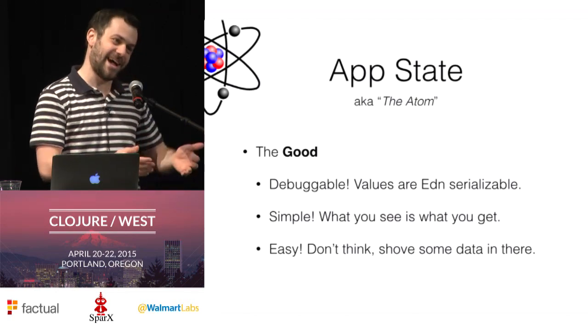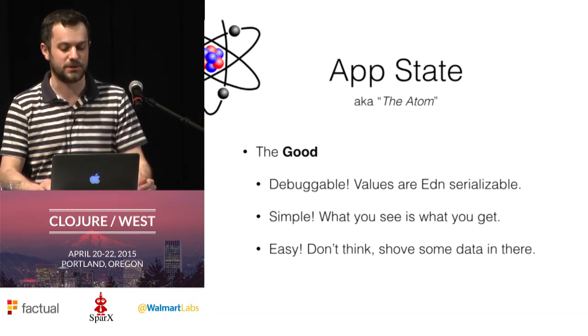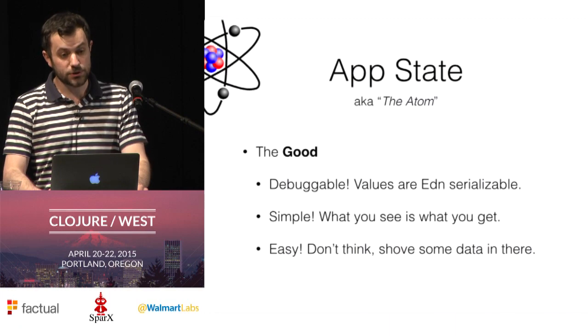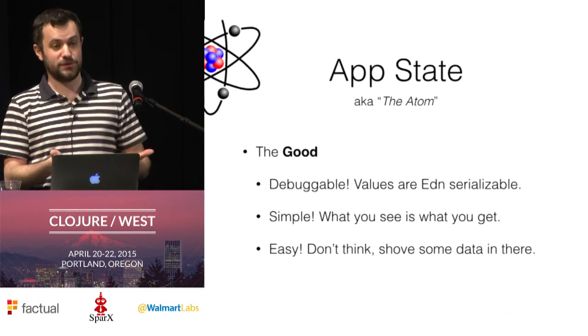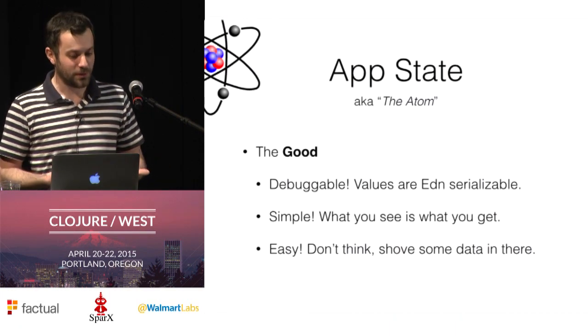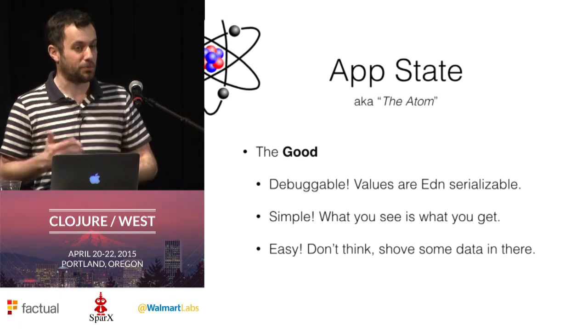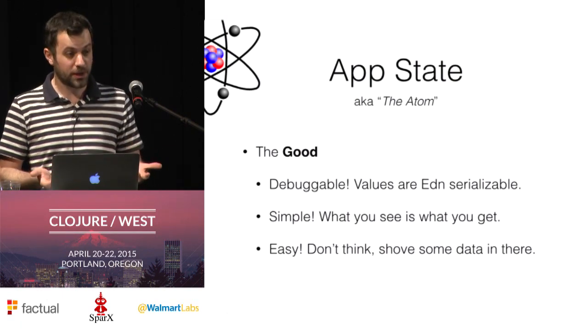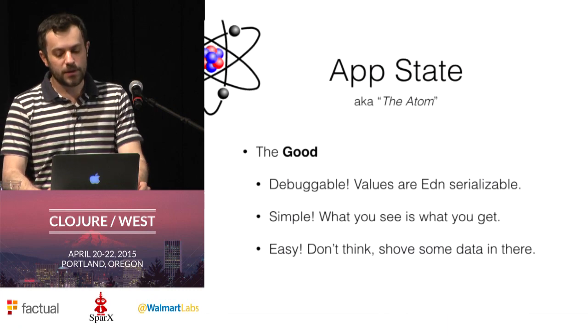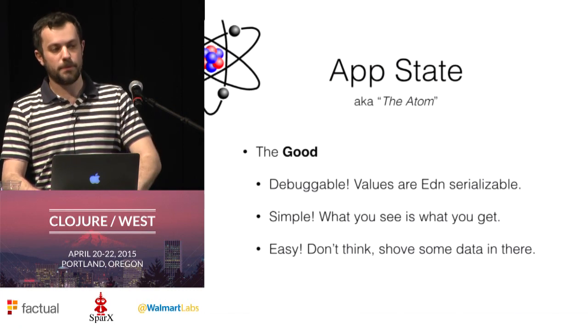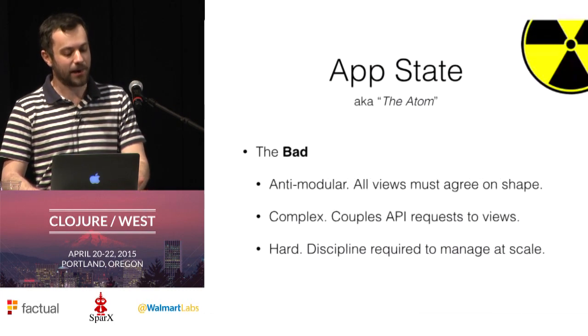You can just put data in the atom, and you pull data out of the atom, and it's just as you'd expect. So this is a massive step forward compared to something like Backbone. And we've all been singing the praises of this approach, and it works pretty well for Circle. The thing is that there are some bad sides to the big ol' atom.